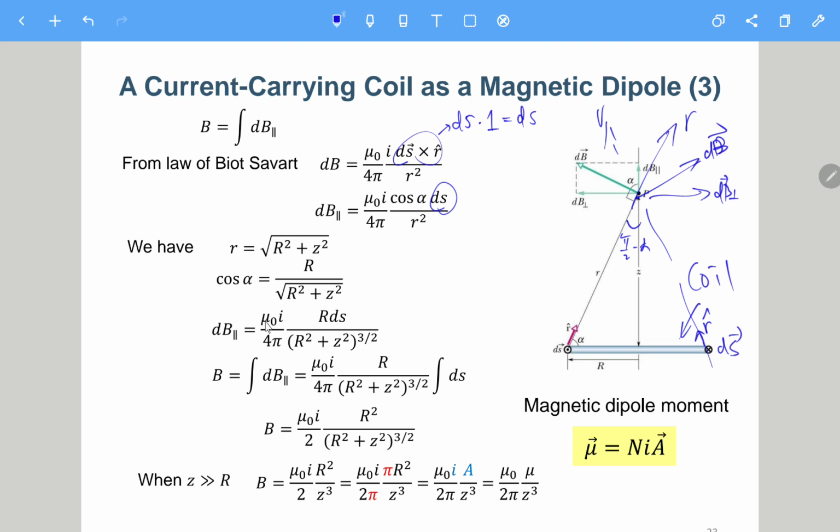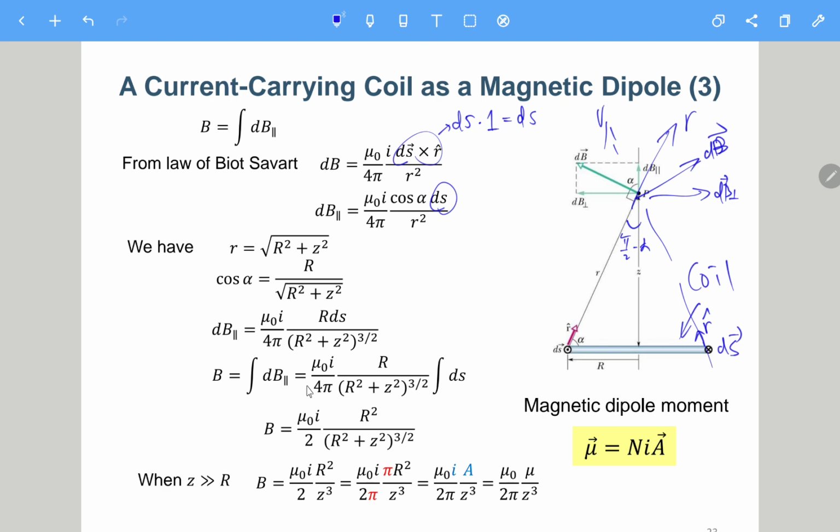So dB parallel will be mu 0 I over 4 pi, and then ds we just put there, and then cosine alpha will be R over this one, and r will be this one squared. So altogether we will have this term to the 3 over 2 power, and we also have this R in the numerator. So this is dB parallel, and finally we can plug in this one to here and do the integration.